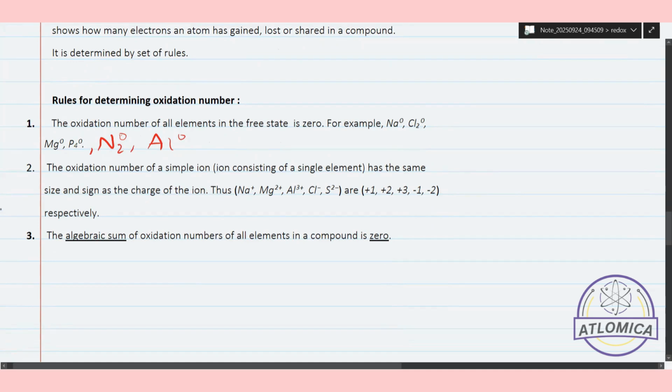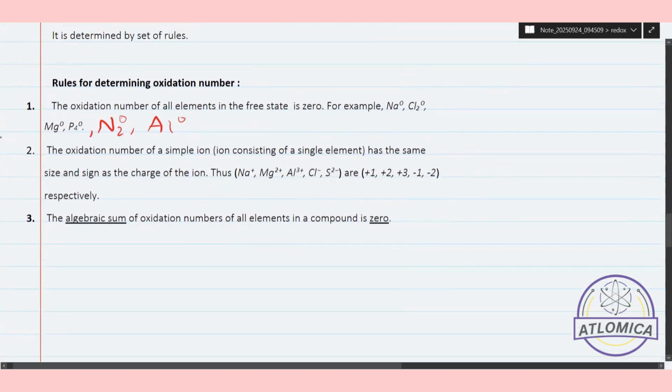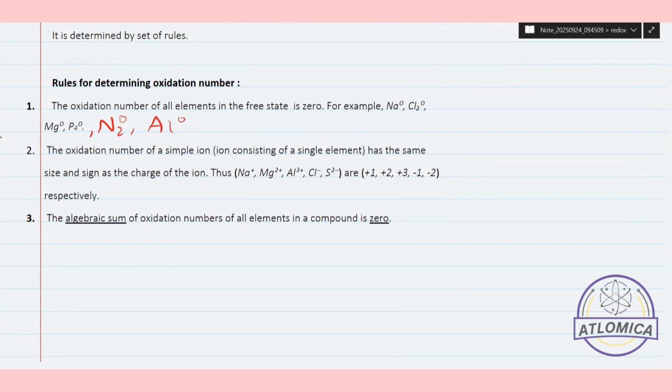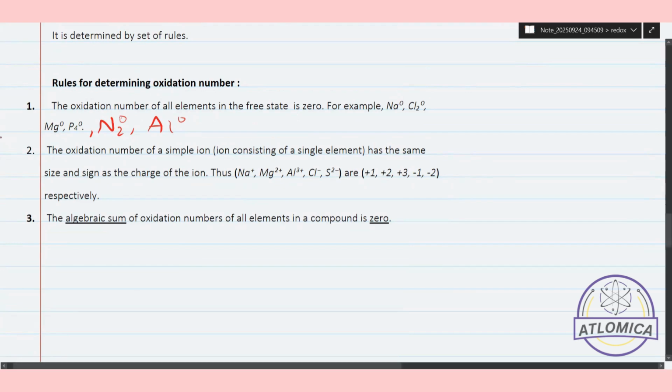The second rule states that the oxidation number of a simple ion consisting of a single element has the same size and sign as the charge of the ion. Thus Na+, Mg2+, Al3+, Cl-, S2- have oxidation numbers of +1, +2, +3, -1, -2 respectively. What that means is that sodium in the free state is Na 0. But when sodium loses an electron, it becomes an ion: Na becomes Na+ plus an electron.